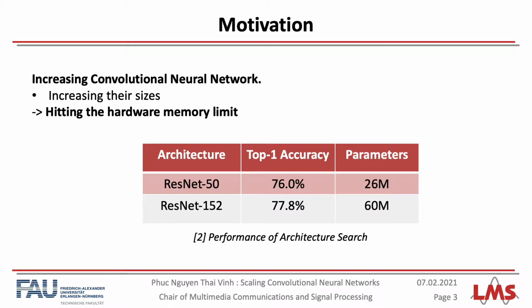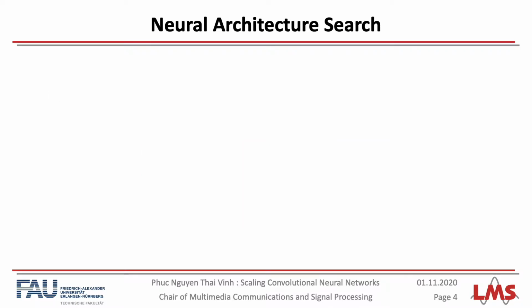As you can see here, two kinds of networks: the ResNet with 50 layers and the ResNet with 152 layers. As we increase the number of parameters, the accuracy also increases. However, it's hard for us to use a very heavy model. The model is very big, but some models need to run inside a mobile device or embedded system where the hardware memory is limited.